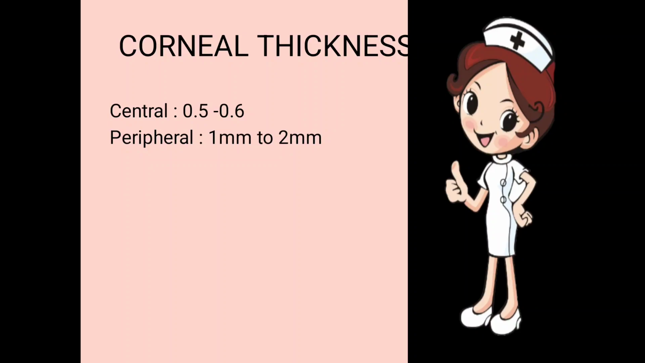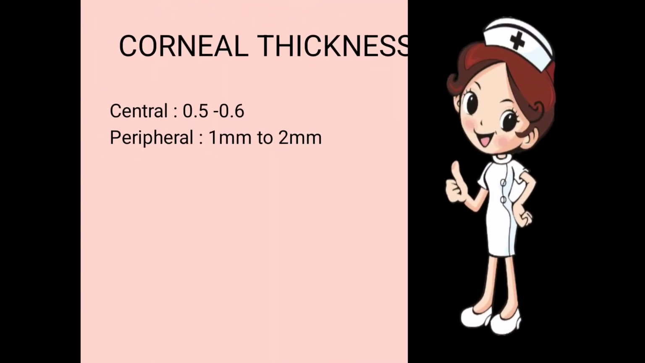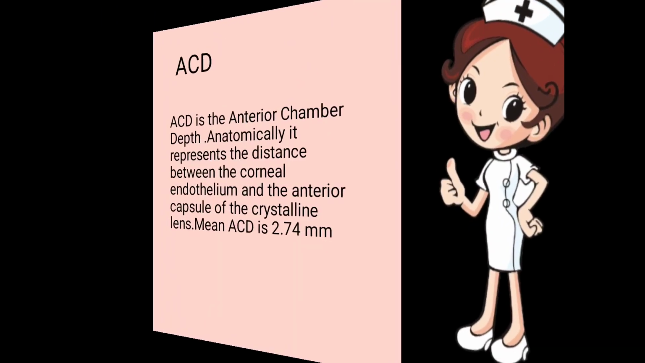That was the cornea, and what is its thickness? Its thickness is 0.5 to 0.6 mm. We have seen that the cornea is like this. Central corneal thickness is 0.5 to 0.6 mm and the peripheral corneal thickness is 1 to 2 mm only. Let's move to the next.